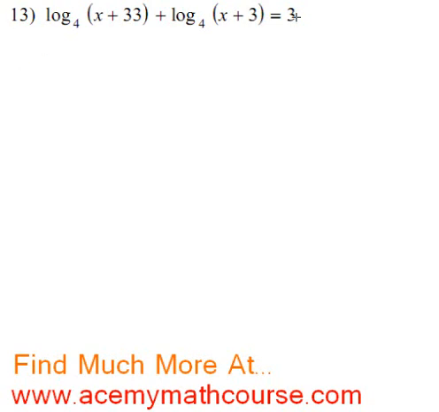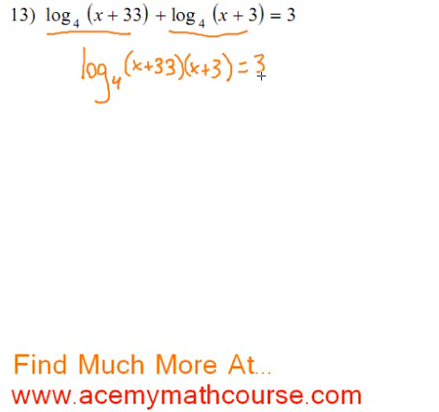Here we have a somewhat massive equation involving logs, and we're going to solve for x. Now let's start, of course, by combining logs. So log plus log, we can just combine them by multiplying the contents. So that will be log base 4 of (x plus 33) times (x plus 3), and that's equal to 3.